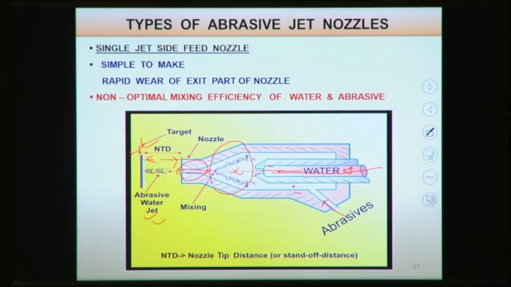So in this single jet side feed nozzle, the wearing action is very high. It is simple to make, but there is rapid wear of the exit part of this nozzle, and non-optimal mixing efficiency of water and abrasive. So the mixing efficiency is not good for this kind of single jet side feed nozzle.